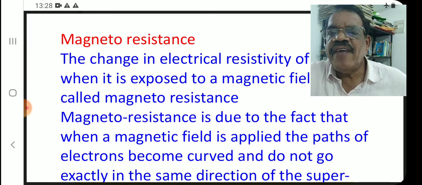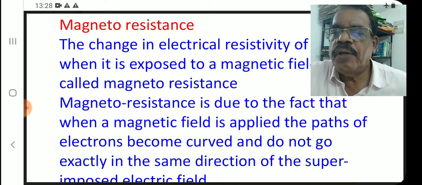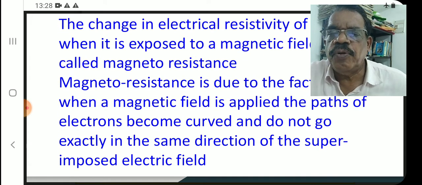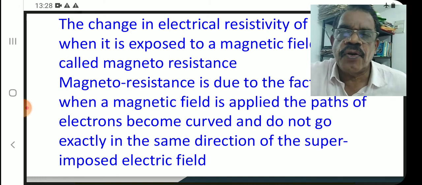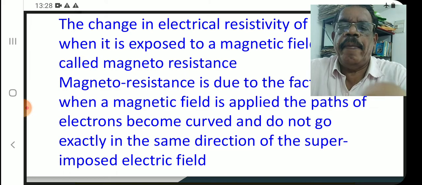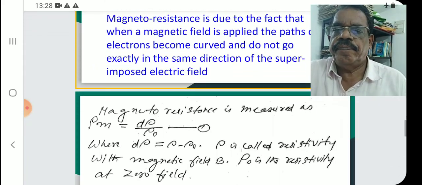Magnetoresistance is due to the fact that when a magnetic field is applied, the paths of the electrons become curved. The electron path becomes curved and does not go exactly in the same direction. They do not follow the earlier shortest distance. Because electrons take this curved path in the magnetic field, the metal shows magnetoresistance.